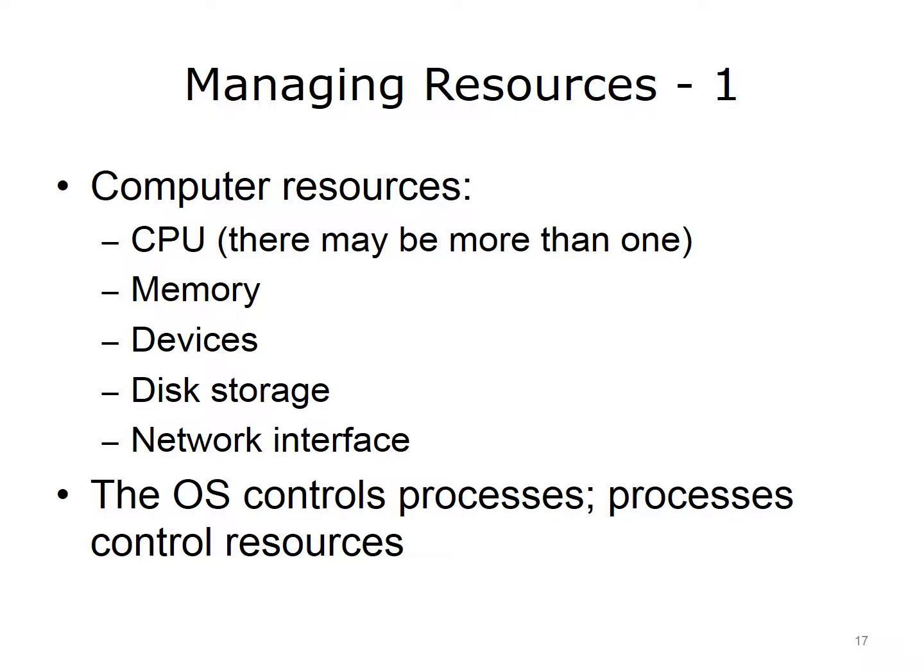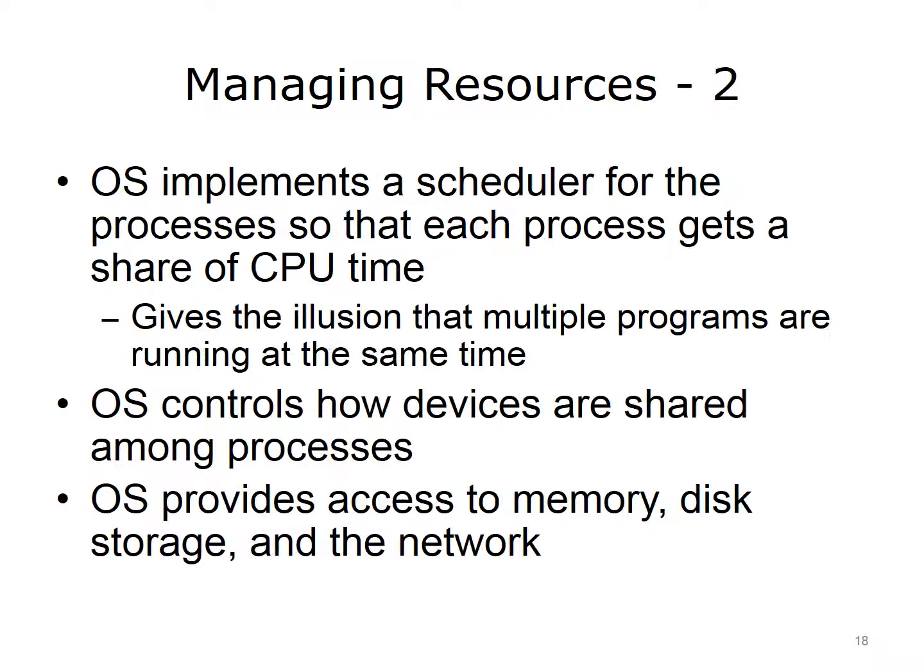The operating system controls processes that in turn control resources. The OS implements a scheduler for sharing the CPU's time so that each process gets a fair share of time. It gives the illusion that multiple programs are running at the same time, even if there are more processes than CPUs. Each process gets a small chunk of time per turn, and the processes are switched so quickly as to be barely noticeable.